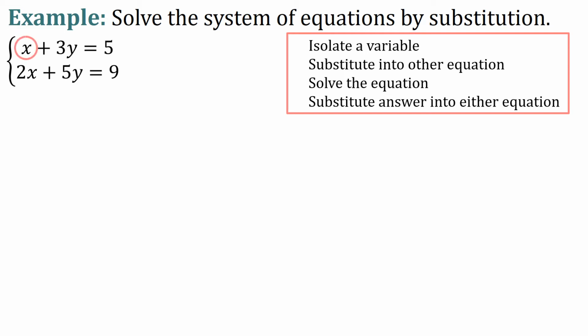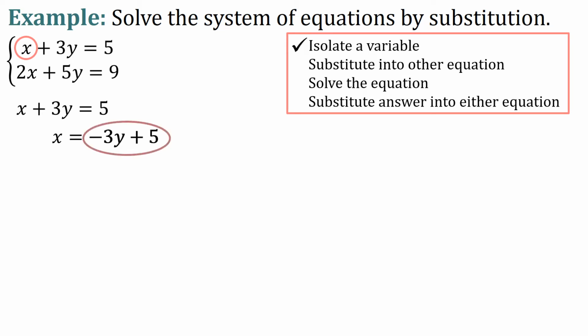Because I see the 1x, that is what I want to isolate because it is going to help me avoid any fractions. If I were to isolate for any other variable, I would have fractions and would have to work with fractions probably throughout the remainder of this problem. So x plus 3y equals 5. I'm simply going to subtract 3y from both sides to get x equals negative 3y plus 5. Equals means is. X is the same thing as negative 3y plus 5. So I've isolated my variable.